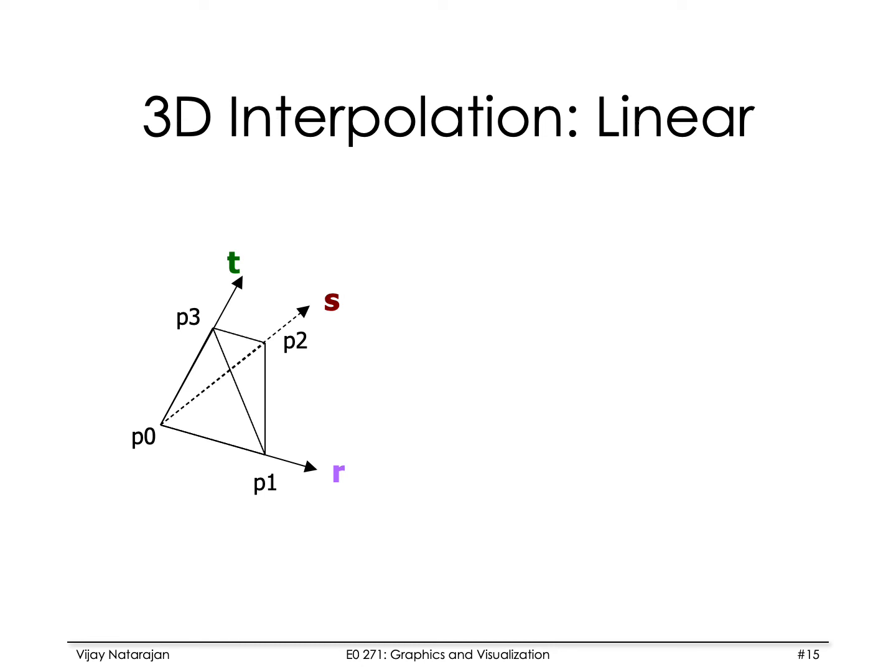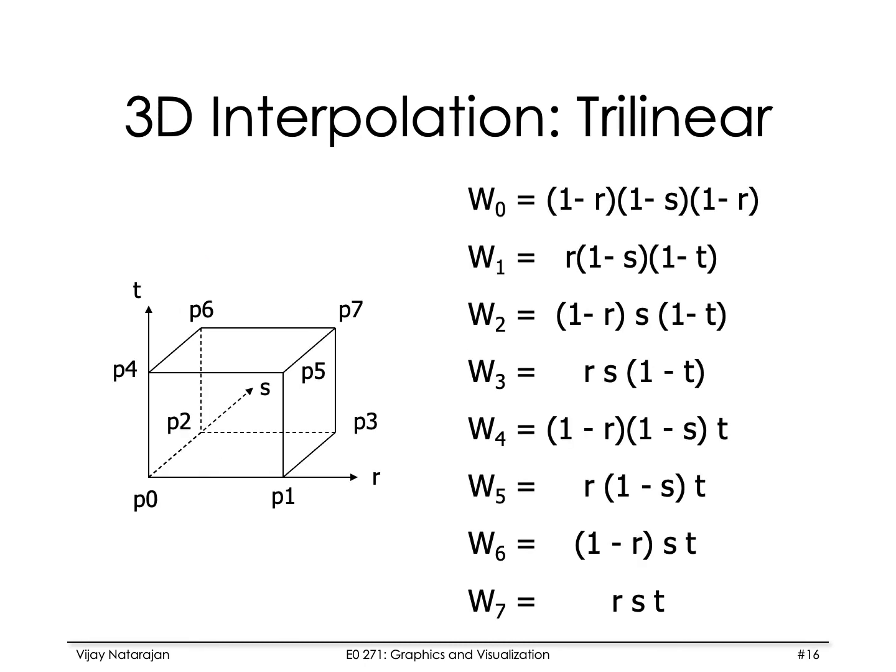Linear interpolation in 2D extends to 3D as well. So here is the expression for barycentric coordinates, exactly the same as before. Each vertex 0, 1, 2, and 3 gets a weight, and the weights add up to 1. Bilinear interpolation extends to 3D, where you perform linear interpolation along each axis, resulting in a cubic interpolant, which is called a trilinear interpolant.